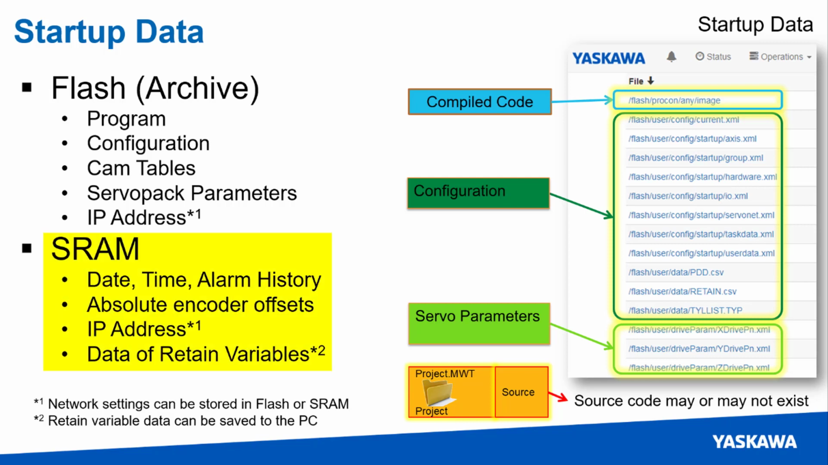The battery-powered SRAM contains controller data that is likely to be unique for all copies of a machine, whether on the same factory floor or in different production facilities. This includes the date, time, alarm history, absolute encoder offsets, IP address, and the online value of all variables marked retain. There is an option for the IP address to be overwritten by a file in the archive, and I'll demonstrate that a little later. And it's also possible to save or restore retained variable data with a file on your PC.